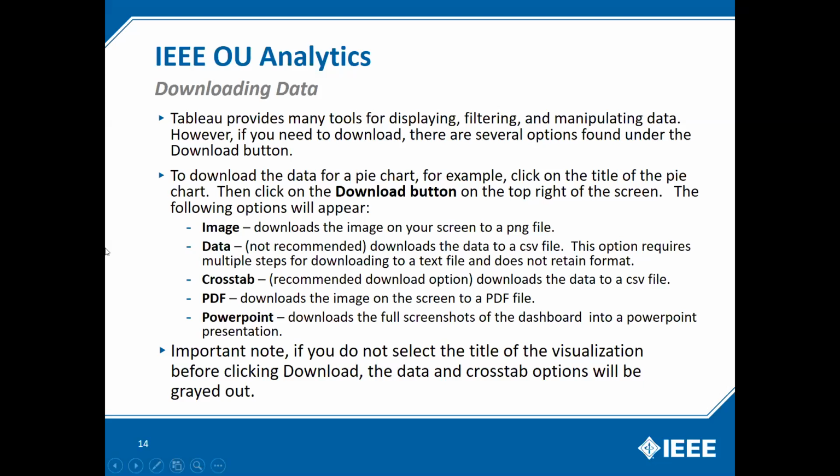What we do recommend, if you're downloading data such as your member information, is to use Crosstab. Crosstab downloads it to a CSV file that you can immediately click on and open, and then save into an Excel spreadsheet. So this is the cleanest way to do it.